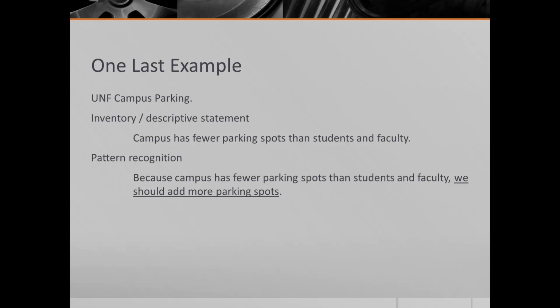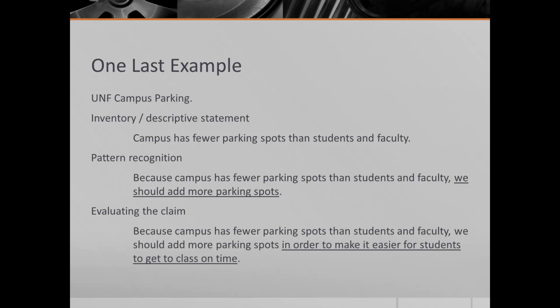But why? What's the in order to, the so what, the implication of the statement? How do we evaluate the claim? Well, because campus has fewer parking spots than students and faculty, we should add more parking spots in order to make it easier for students to get to class on time. Or we could cut out the first part of the statement, just begin, we should add more parking spots in order to make it easier for students to get to class on time, or to have a better existence on campus, or to unclutter our parking situation, or fill in the blank with your reason, the value you think is present in your claim. In this way, then, you should have a better understanding of the language present in the thesis rubric.